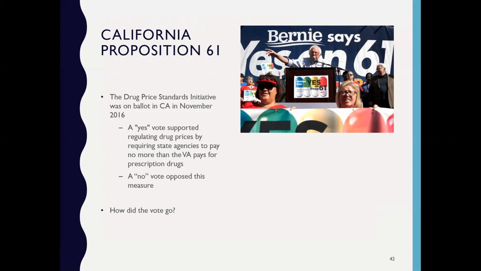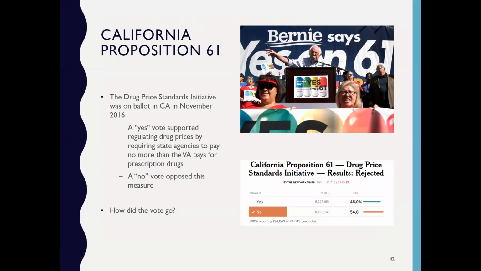So how do you think the vote went? Well, it didn't go well. It was rejected, 54 to 46. Interestingly, more than $125 million was raised for lobbying efforts on Prop 61, with obviously the majority of that coming from drug companies that oppose it.